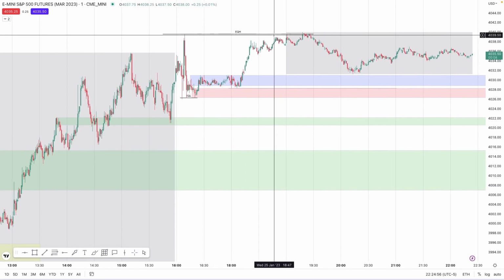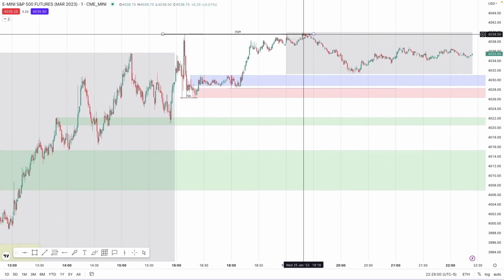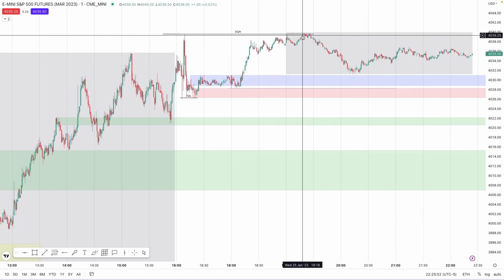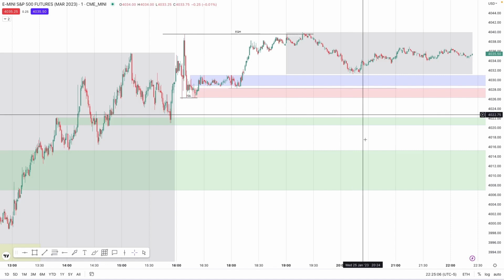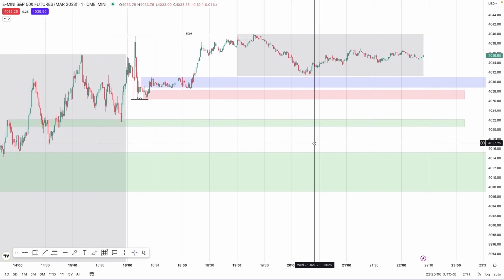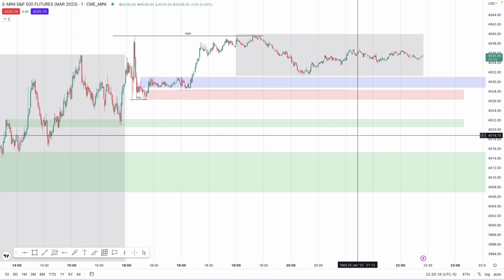But with this equal high formed and the buy side liquidity above us, it looks like we have a good chance of finding some sell side liquidity below and then making a move higher. I'm bullish on the week for the next 2 days, and yeah, I think that's it.